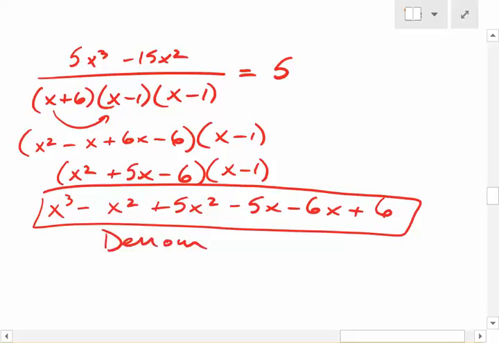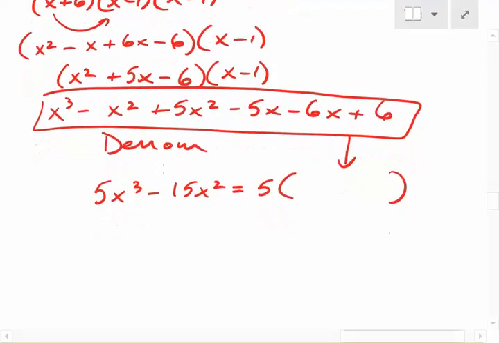What do you do when you have a fraction equaling a number? What can you do to solve that? Multiply by the denominator, yeah, so cross multiply. It's effectively the same thing. So what do we now have? We have 5x cubed minus 15x squared is equal to 5 times this thing, right? Correct. So if we do that out, what do you end up with? 5x cubed minus 15x squared is equal to, we multiply by 5.